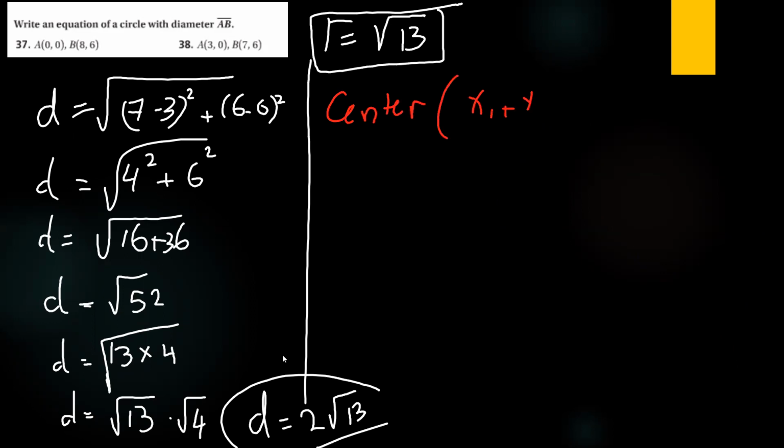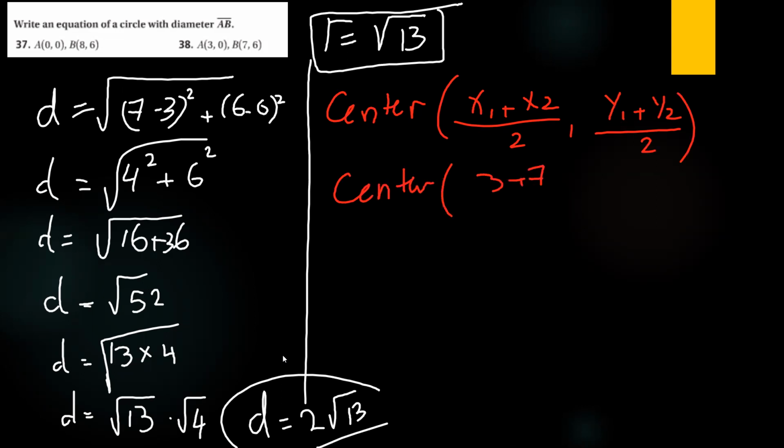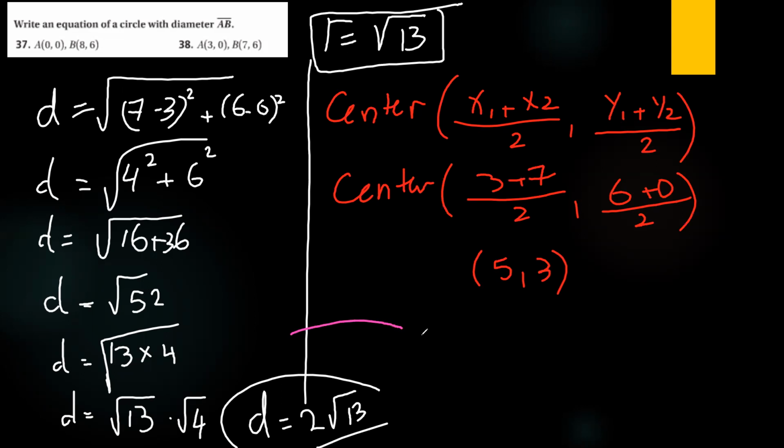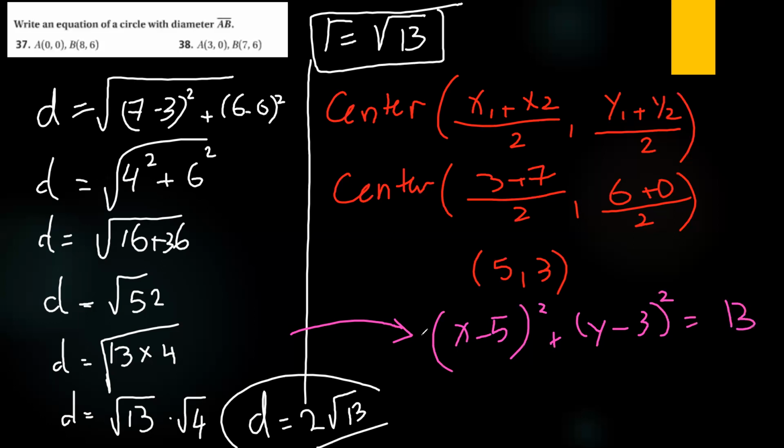To find the center now, x1 plus x2 over 2, y1 plus y2 over 2. So the center will be 3 plus 7 over 2 and 6 plus 0 over 2. So it was 5, 3. I have the center and I have the radius now. So it is x minus 5 squared plus y minus 3 squared will be 13. This is now the equation of the circle.